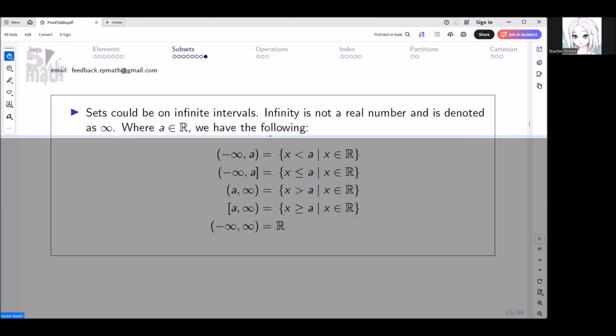Sets could be on infinite intervals. Infinity is not a real number and is denoted as the infinity sign. Where a is an element of the real numbers, we have the following.